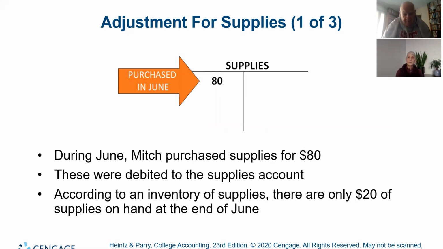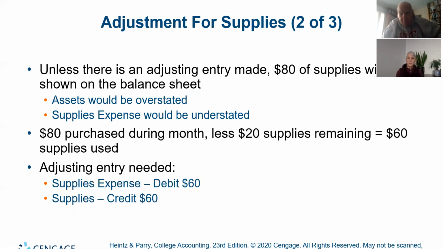And at the end of the month, he went out and he counted the supplies. There were only 20 left. Okay. This was 80 bottles of cleaner or something. At the end of the month, they only had 20 bottles left. So how much did they consume? $60. Yeah, not that tough. $80 of supplies. If you didn't make this entry, assets would be overstated and the expense would be understated. You'd be telling the world you made $60 more than you did. This is a big company, it could be $60,000 worth of supplies.